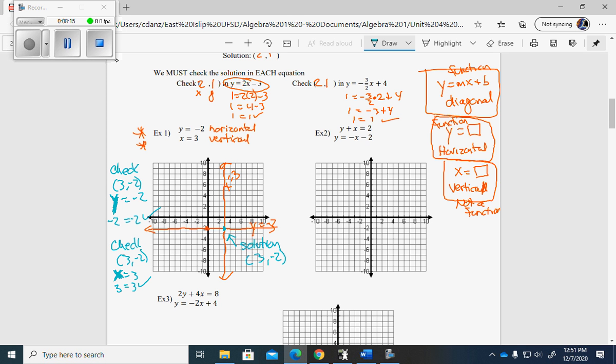Let's do example 2. I'm coming over here to the side because the first equation in example 2 is definitely a diagonal line. There's an x and a y in it, but y is not by itself. So we have to solve this literal equation by subtracting x from both sides, and I get that y equals -x plus 2. So that means that my slope is -1 and my y-intercept is 2.